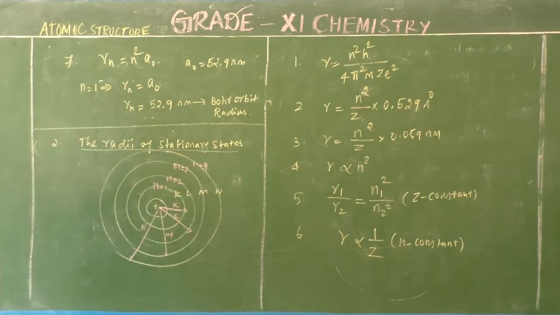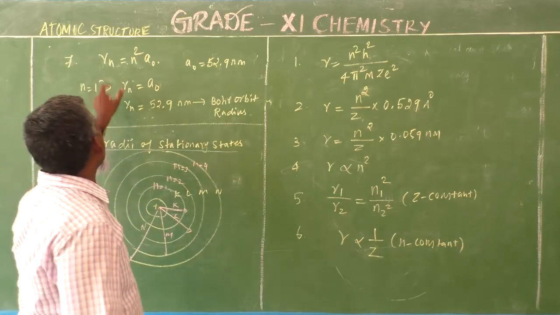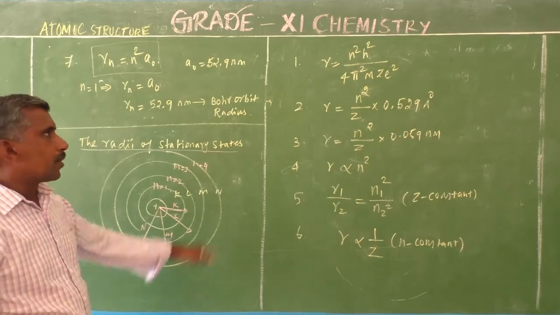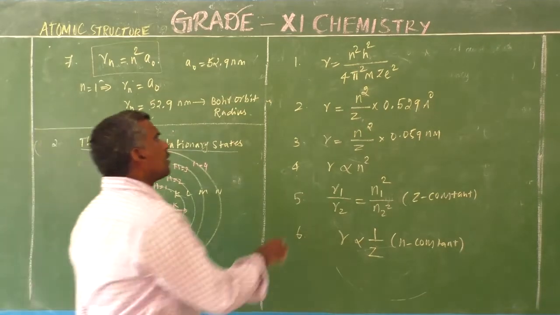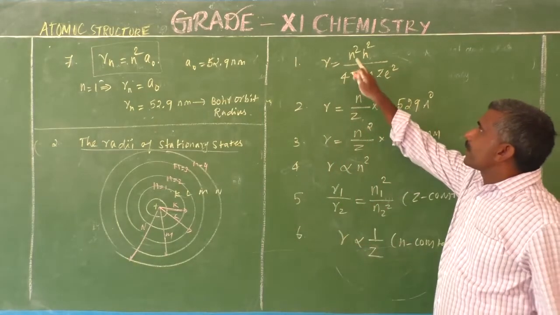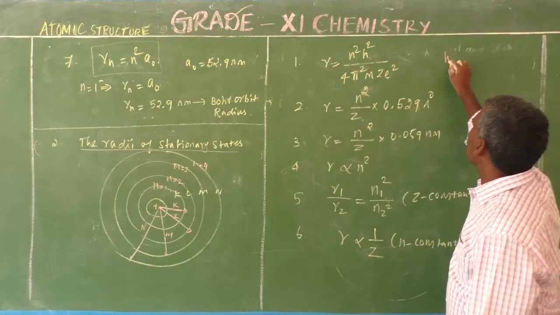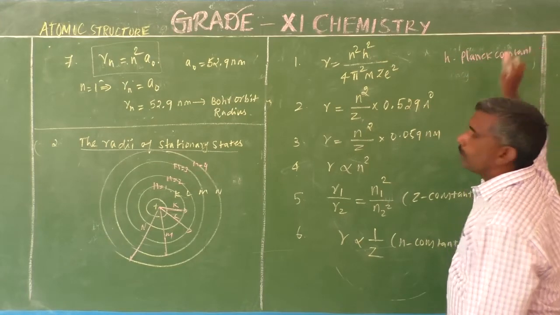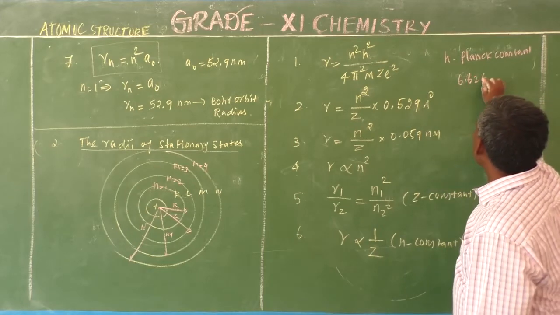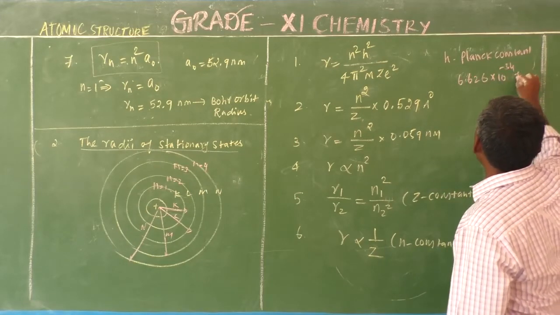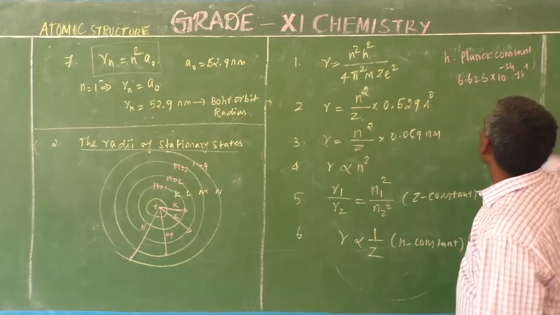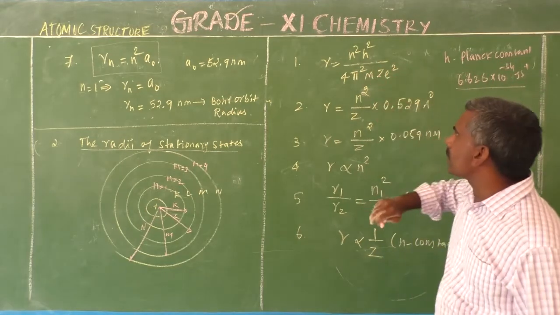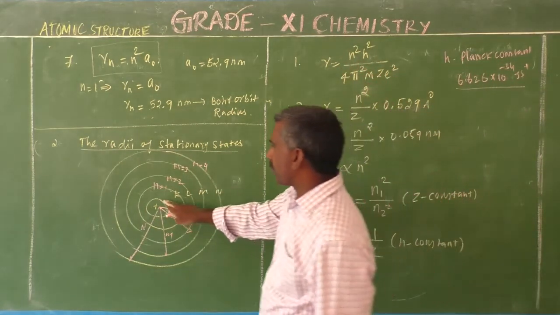Here seven formulas are there. In your textbook only one formula is given, but I wrote seven formulas for the radius of the orbit. First formula: R is equal to n squared h squared, where h is Planck's constant, 6.626 into 10 power minus 34 joule second. Later we will use this in problems. n is the orbit number: first orbit, second orbit, third orbit.